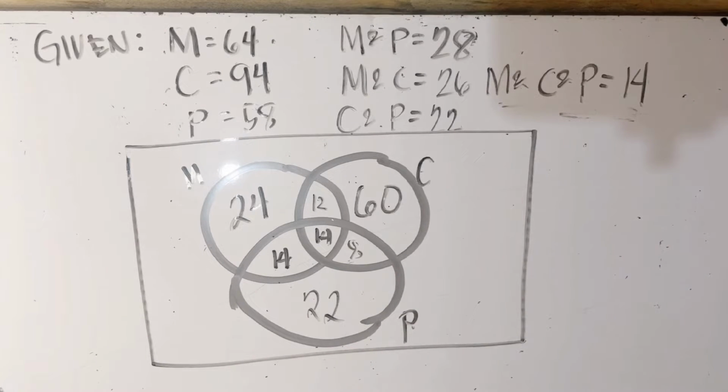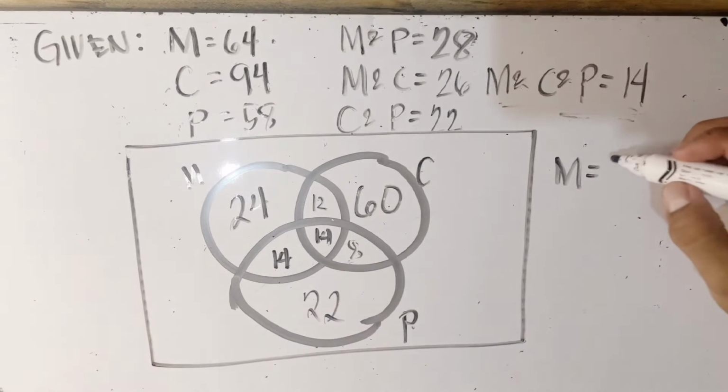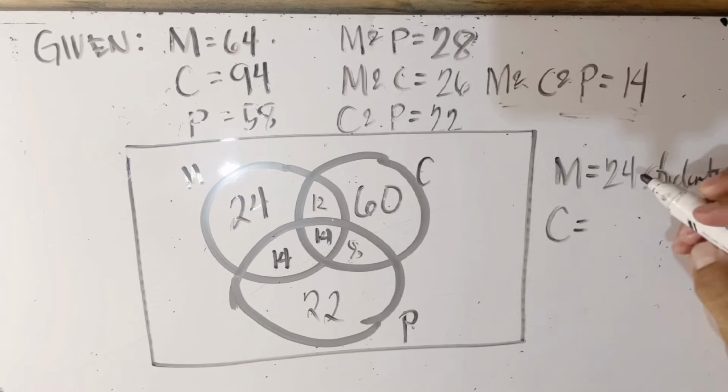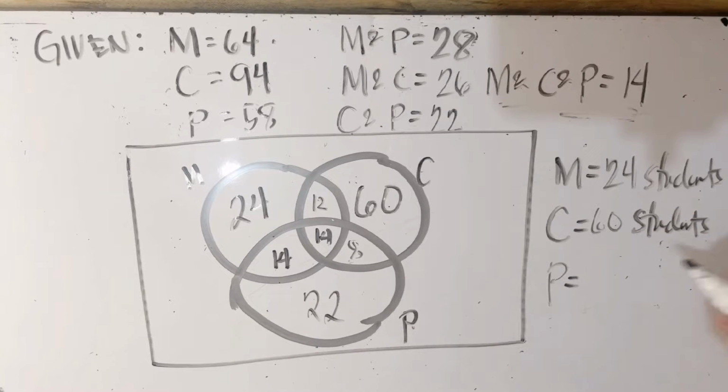So, the answer for the question, how many had taken one course only? For mathematics, we have 24 students. For chemistry, we have 60 students. And for physics, we have 22 students.